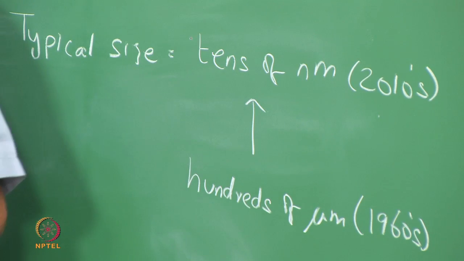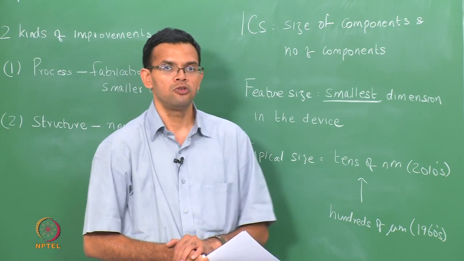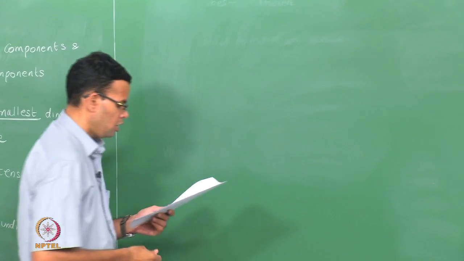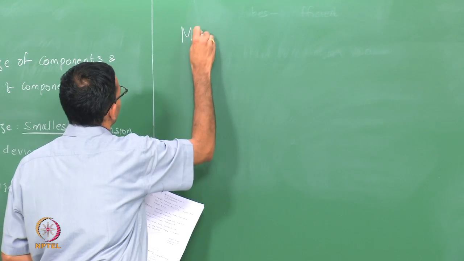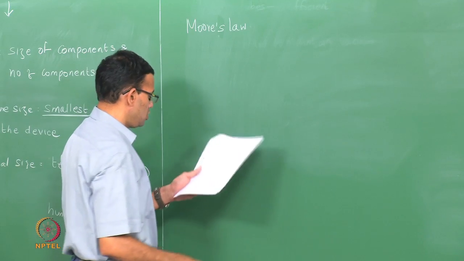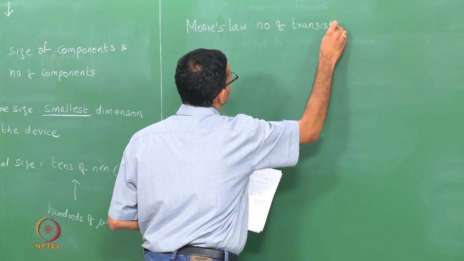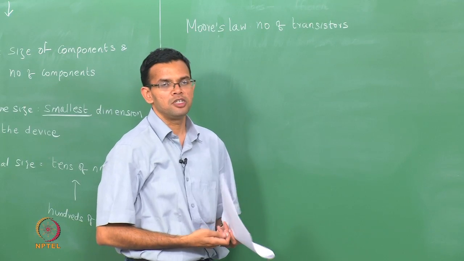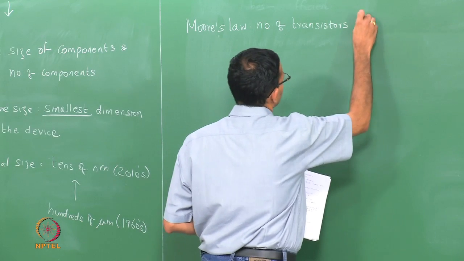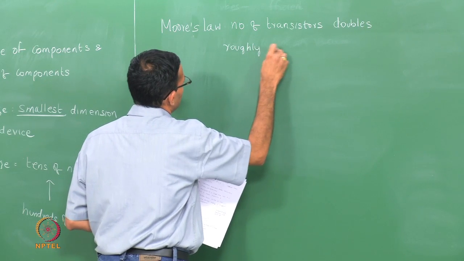So when we talk about integrated circuits, a famous law that always comes to mind is Moore's law. So this was proposed by Gordon Moore, who is again one of the co-founders of Intel, in 1965. So, Moore's law states that the number of transistors on a chip will roughly double every 2 years. The original law had 18 months, but the doubling time is roughly 2 years.